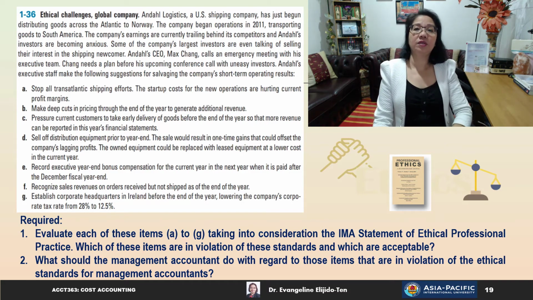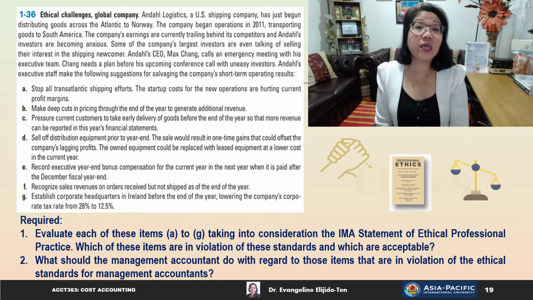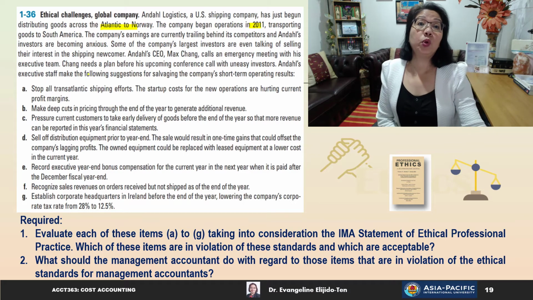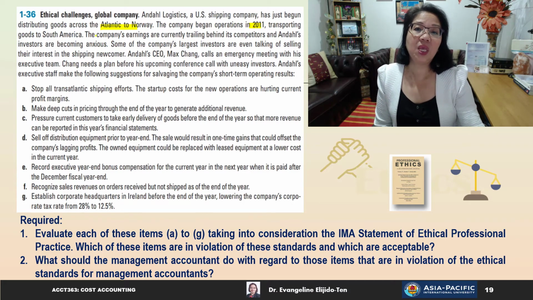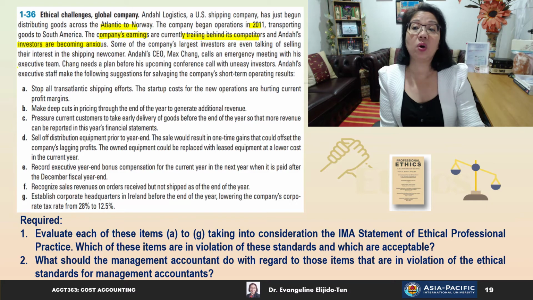Next, I'd like to go through this problem so that we can use this important information on ethical standards. So here we have a company, Andal Logistics, which is a US shipping company. They have just begun distributing goods across the Atlantic to Norway. The company began operations in 2011, transporting goods to South America. The company's earnings are currently trailing behind its competitors, and Andal's investors are becoming anxious. Some of the company's largest investors are even talking of selling their interest in the shipping newcomer.